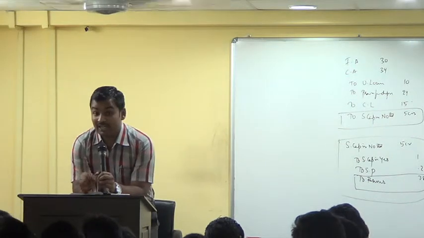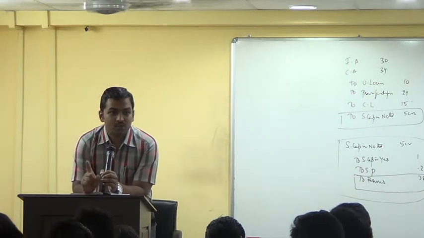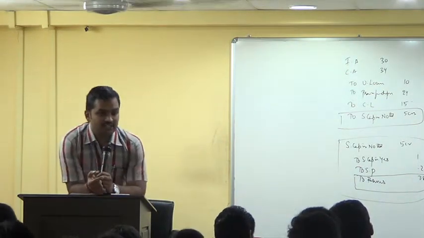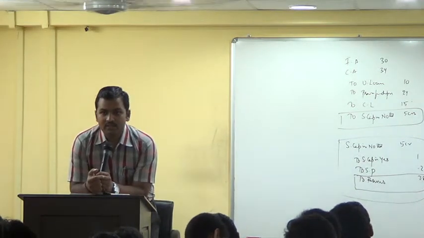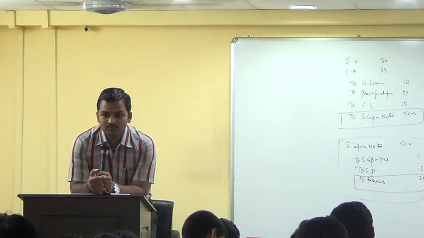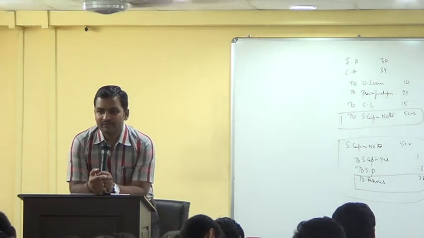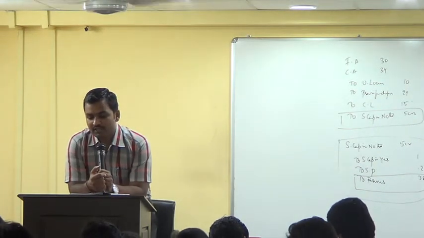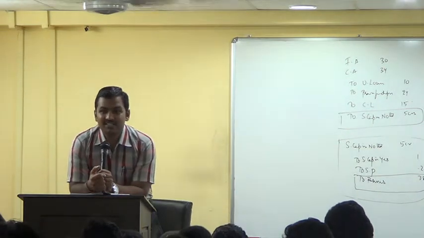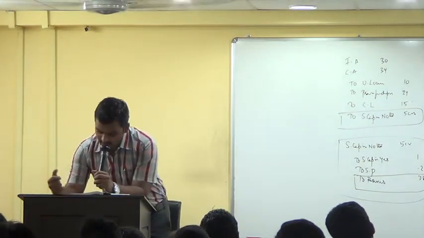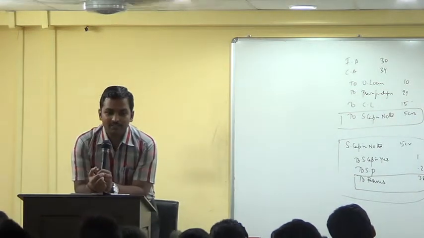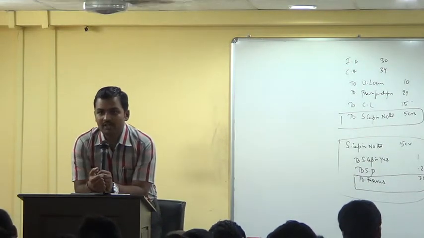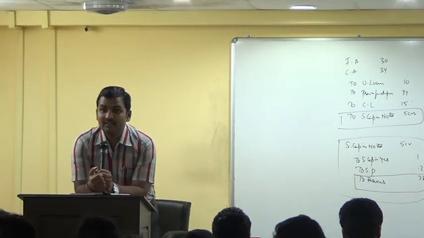To equity share capital. Show the calculation carefully there. 64 lakh shares into 10 rupees each, 640 lakhs. To securities premium. 64 lakh shares into 2.5, 160. To 13% preference share capital, 350. Is the entry tallying?